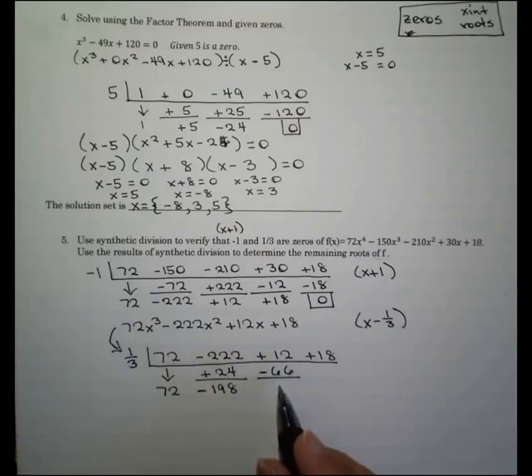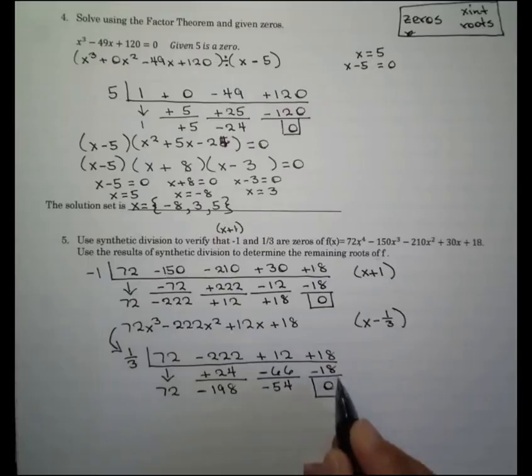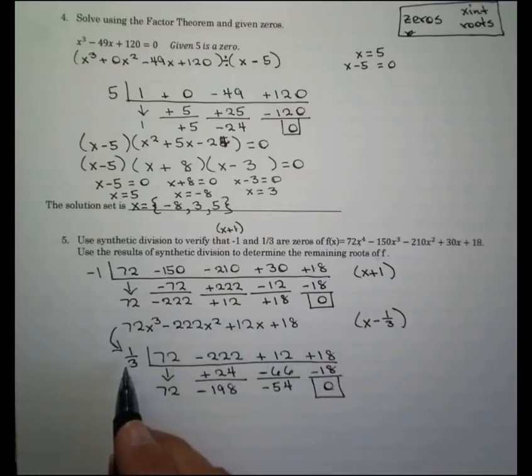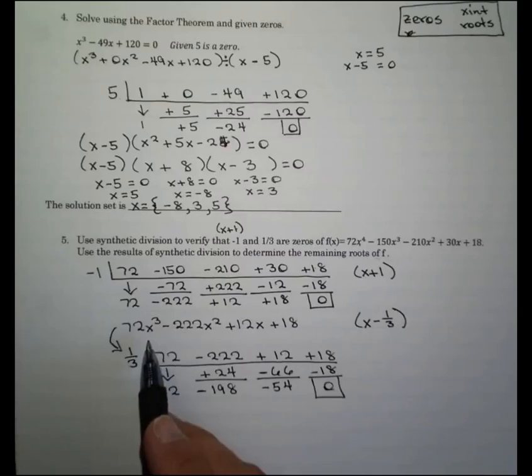And I combine these two and end up with a negative 54, which I divide by 3 and get negative 18. And I do find out that, yes, 1/3 is one of my other zeros. And it did work dividing it into the remainder of the resultant polynomial that came up from my first division. So I'm just continuing breaking it down.